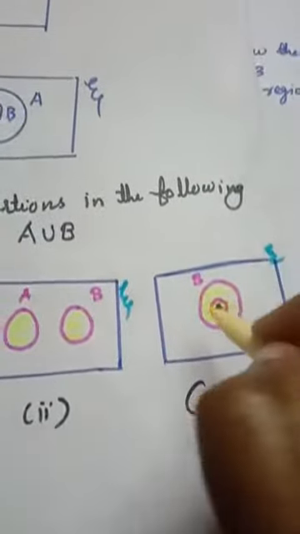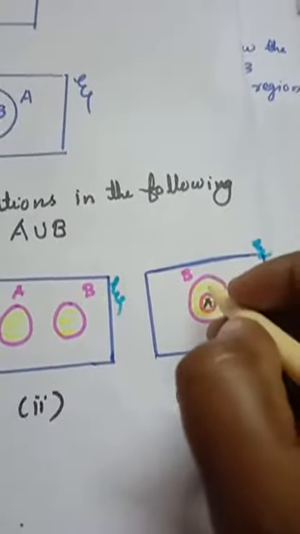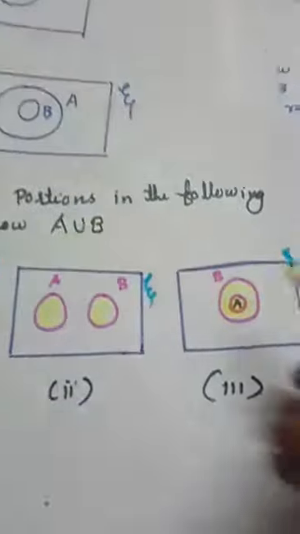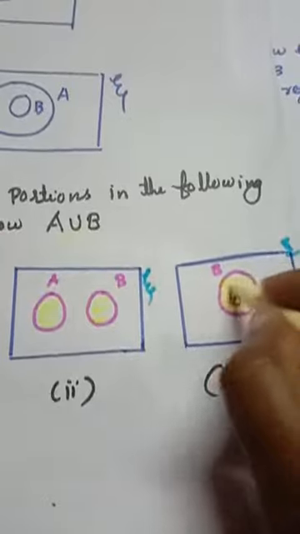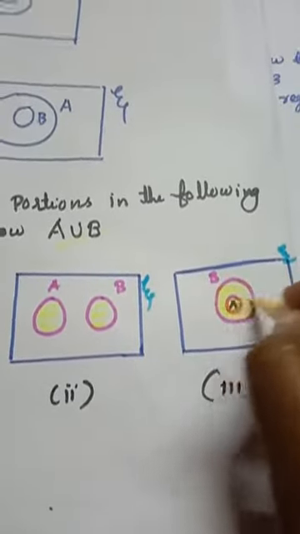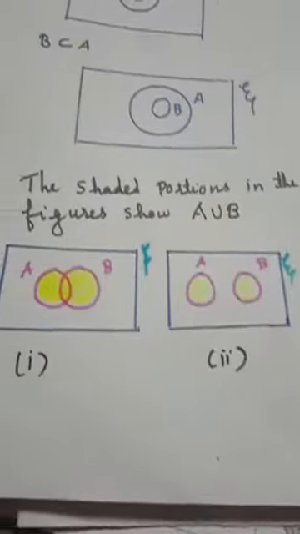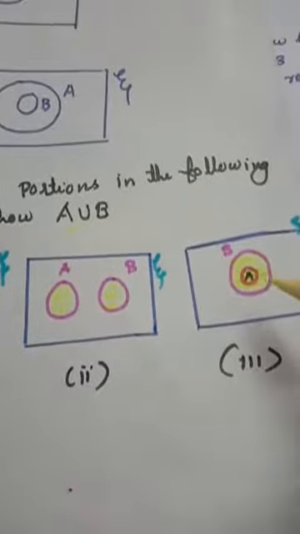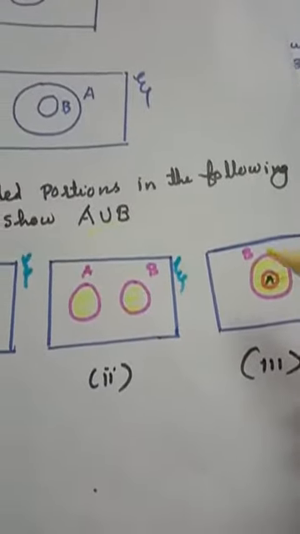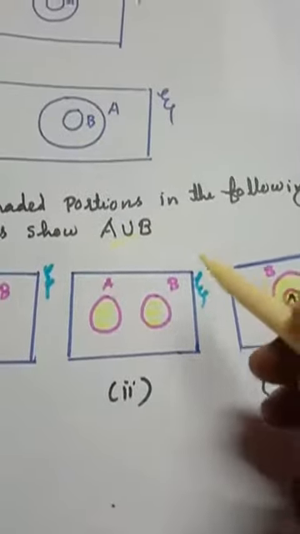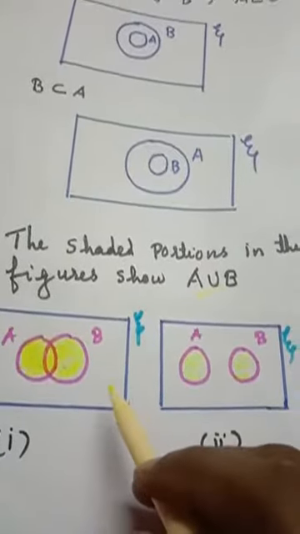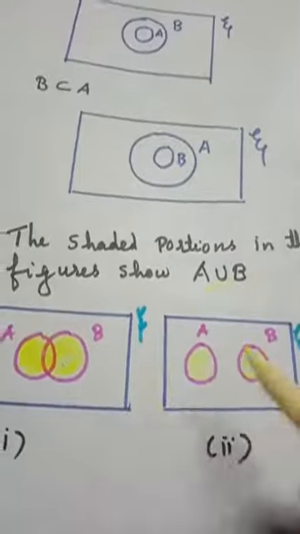Next, this is a subset. This is A subset of B. In A subset of B, how to mark A union B? Both A and B. So this is the way to mark A and B. Clear? First one is the overlapping set, this is the disjoint set, this is the subset. For these three types, mainly, we can draw the Venn diagram.